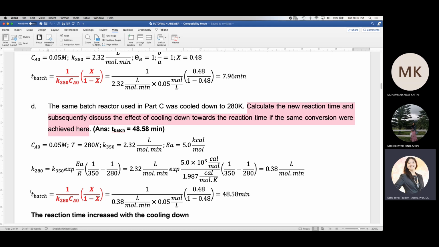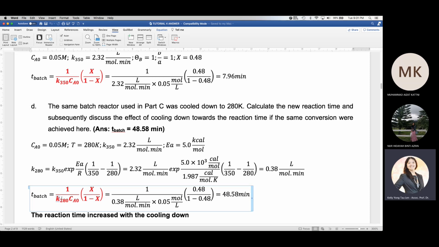Equation nak cari reaction time tu masih sama. It's still the same equation. Sebab saya tak ubah reactor, saya tak ubah rate law, saya tak ubah phase, equation masih sama. So, tetapi apa yang akan berubah dalam equation tu? Macam yang saya tadi said, I keep repeatedly telling you, if your temperature changes, the only thing that will change is your value K. Maksudnya sekarang K tu dah bukan pada 350 tetapi K at 280.